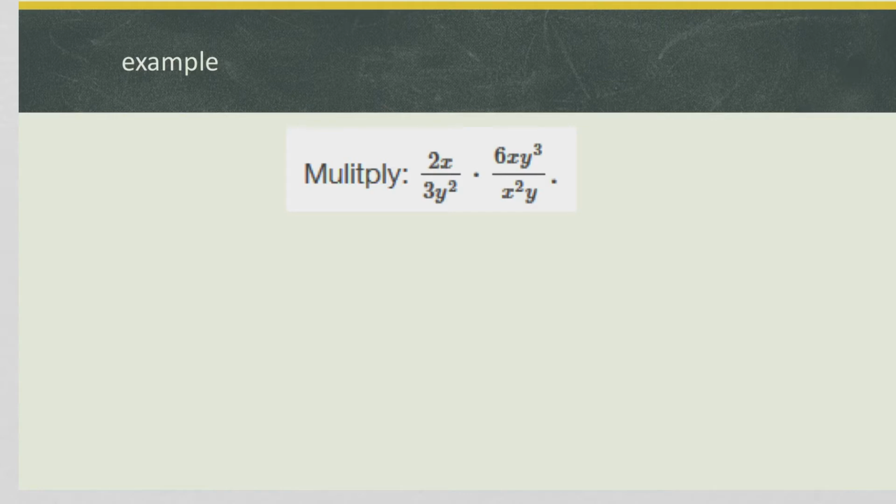Again, we're allowed to reduce vertically, and there's nothing we can reduce between 2x and 3y squared. There is something we can reduce between this x and this x, and this y and this y. So I'm going to reduce this. That goes away and that turns into a 1. That goes away and I'm going to reduce this to a 2. Remember, we subtract our exponents. So I've got 2x over 3y squared times 6y squared over x.